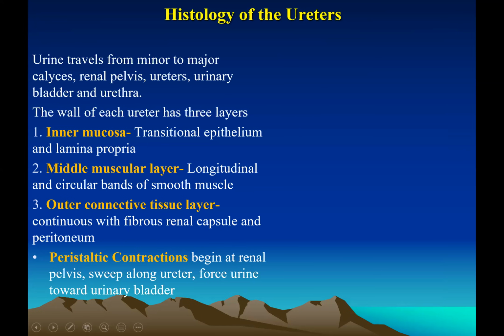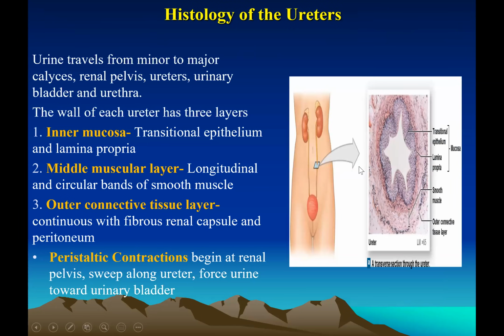All right, next organ would be the ureters. So here's a histology of the ureters. The ureters are the tubes that collect the urine from the minor calyx, major calyx, and the renal pelvis, and then it decants into this tube here. So it travels from the kidneys to the bladder.